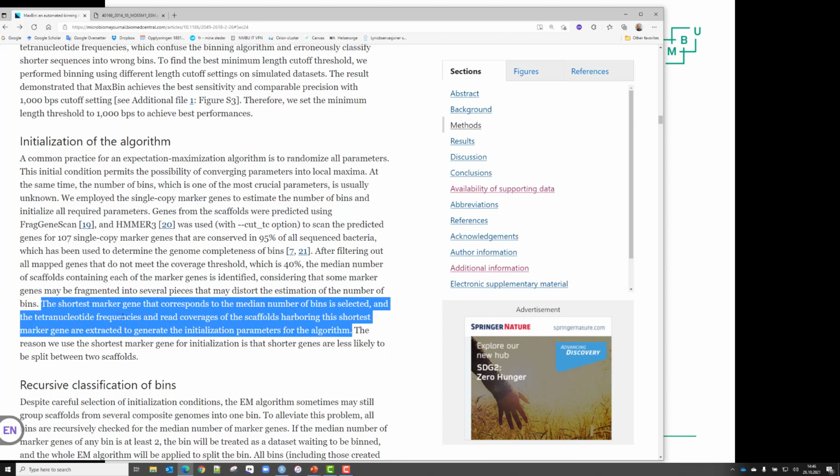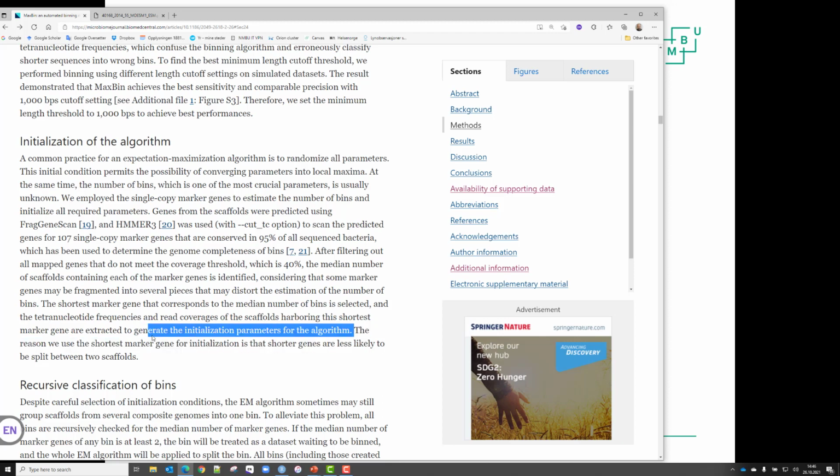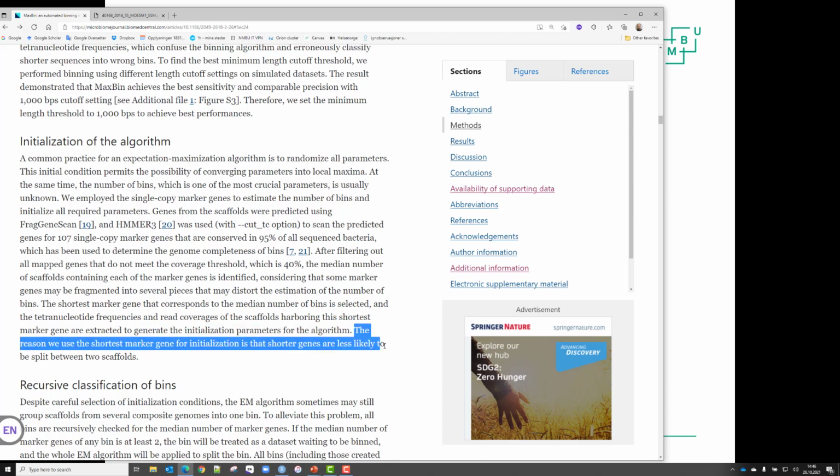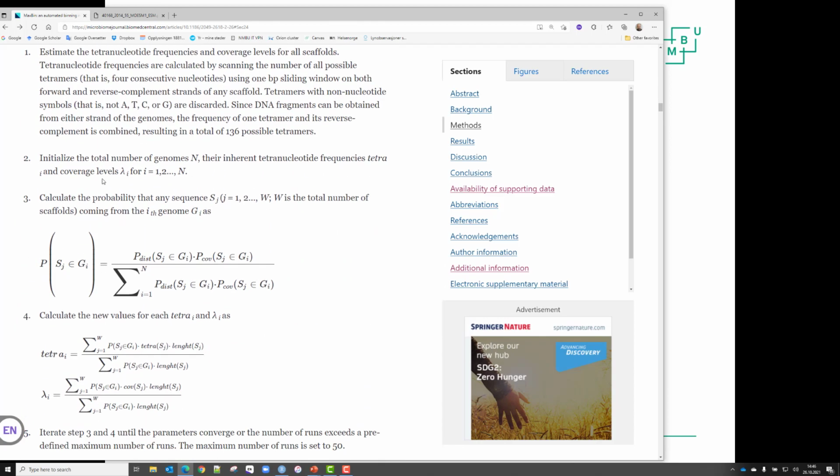So we compute the tetranucleotide frequencies and read coverages for these scaffolds, having this shortest gene only. And why only the shortest gene? It says here, the reason we use the shortest marker gene is that they are less likely to be split between two scaffolds. Yeah, it sounds like a good argument to me. So that means we now have decided on the number of bins we are going to split the contigs into, and we also have computed a tetranucleotide frequency typical for each bin and a coverage typical for each bin.